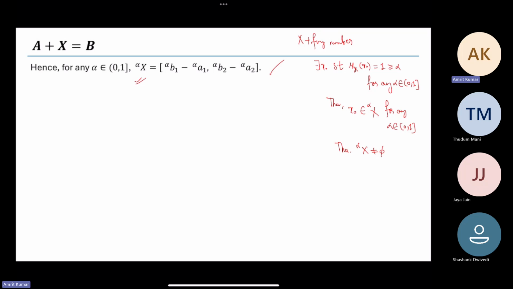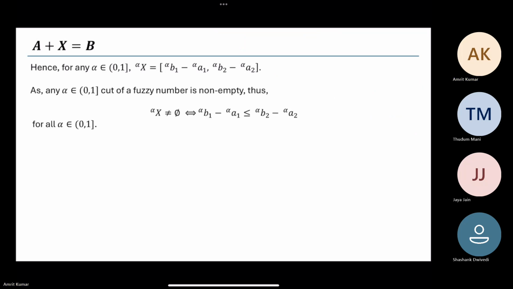Now, when will this be non-empty? When the left endpoint is less than or equal to the right endpoint. For example, if I write an interval whose left endpoint is 1 and right endpoint is 0, what is this interval? This interval is nothing but the empty set, because this interval consists of all real numbers x that are greater than or equal to 1 and less than or equal to 0. But no such number exists. Therefore, it is the empty set. So for this alpha X to be non-empty, the left endpoint needs to be less than or equal to the right endpoint, which means that this condition should hold.